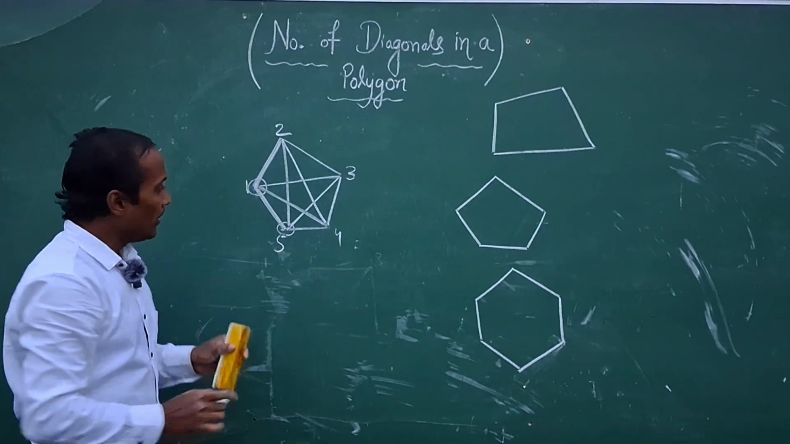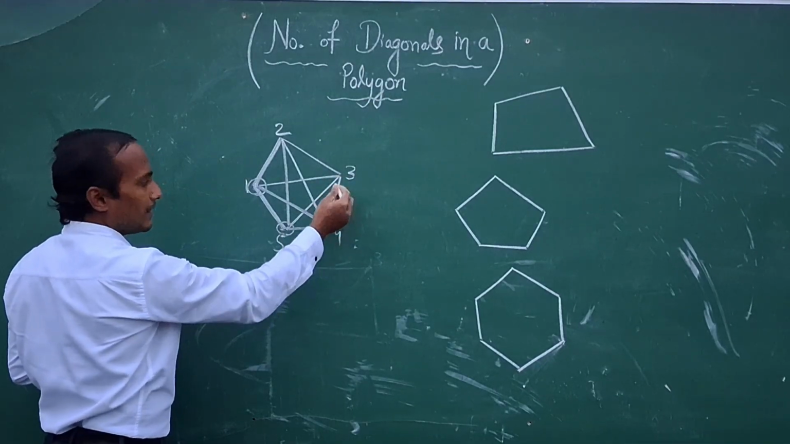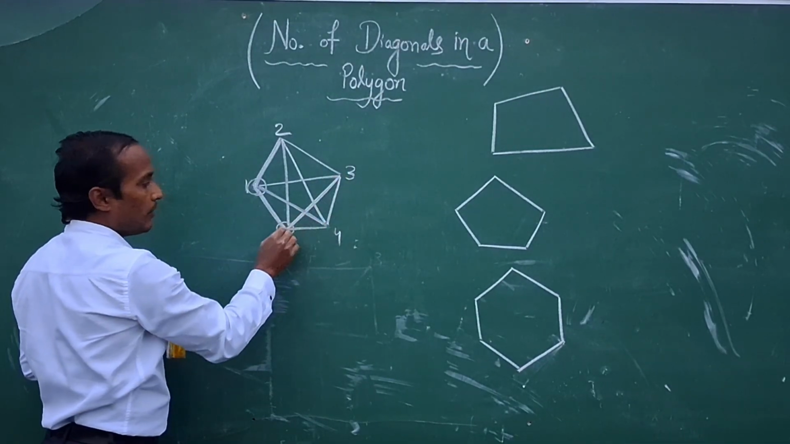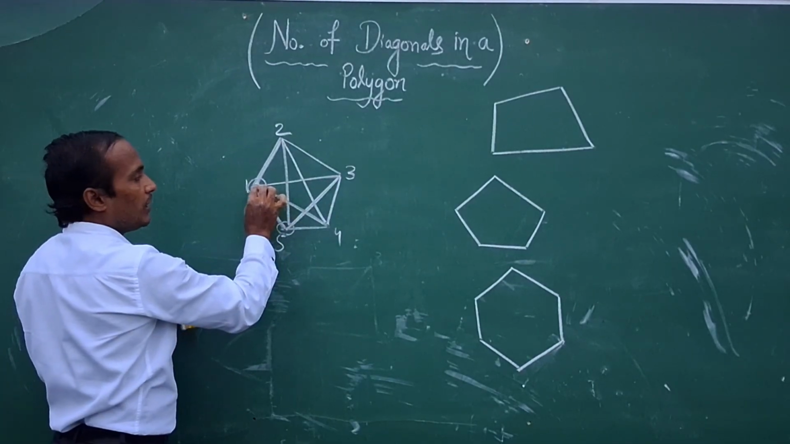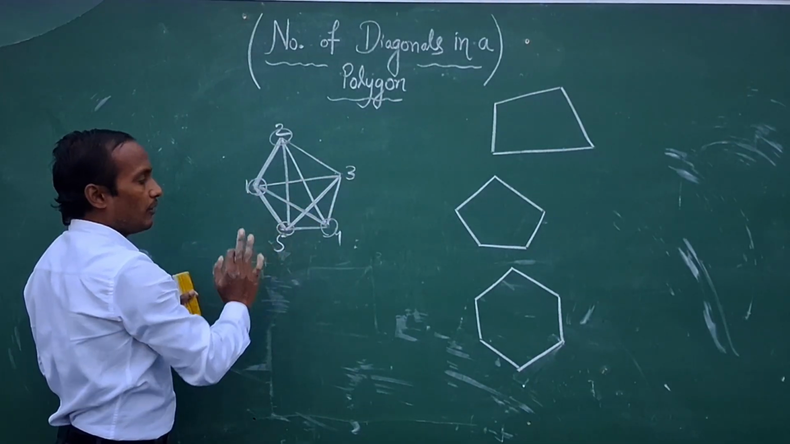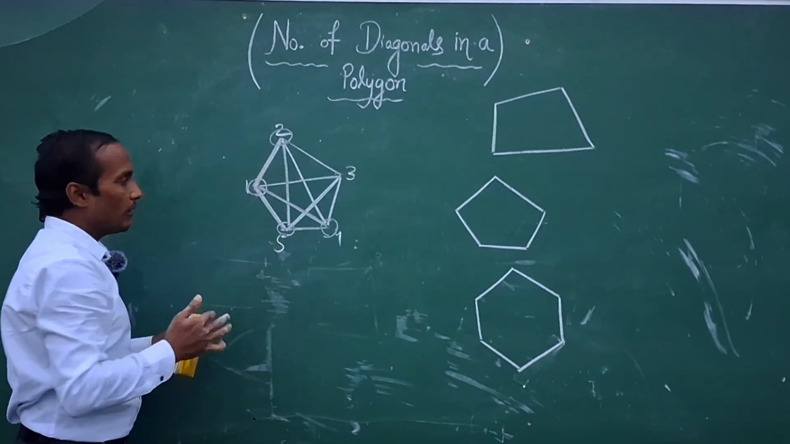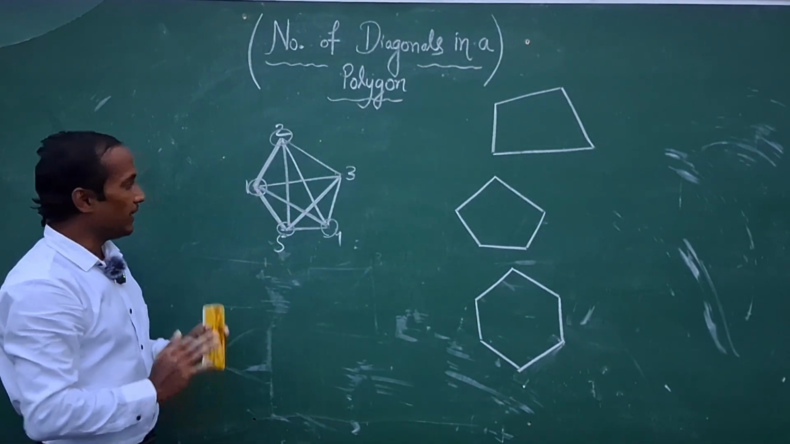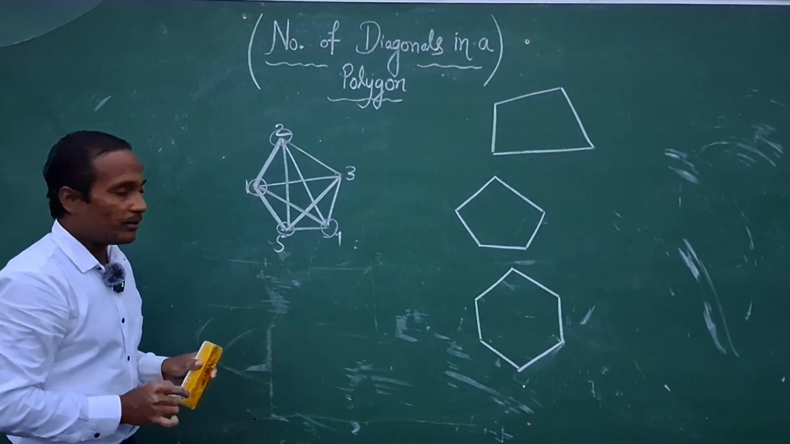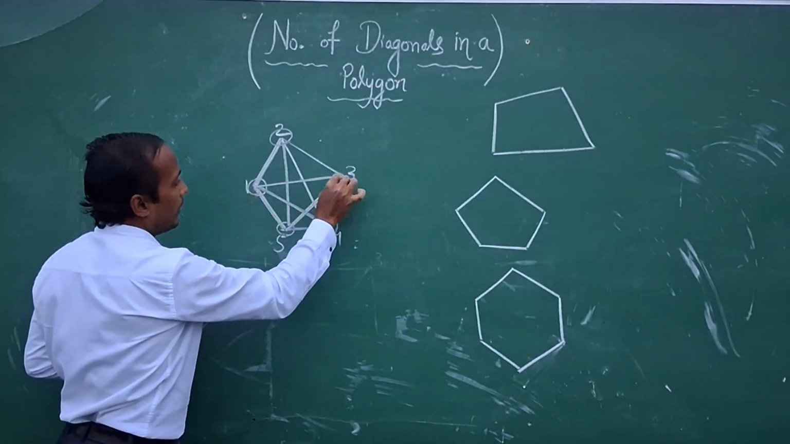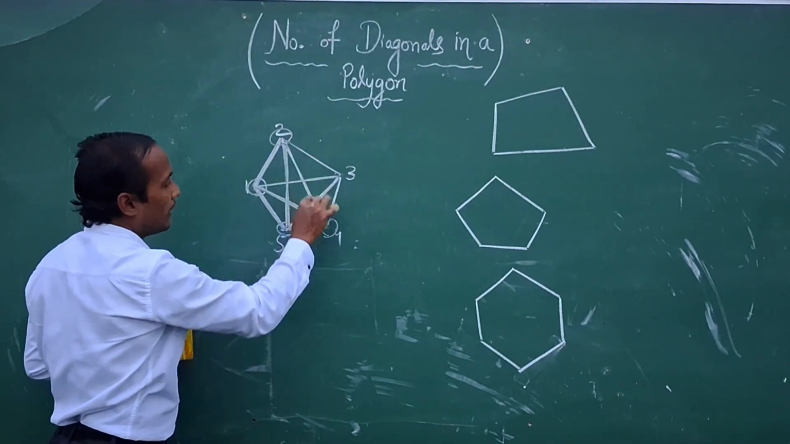Is that clear? Now from 3, do you find all the diagonals are drawn? Yes. From 3 to 5 already we have a line segment joining them. 3 to 1 already we have a line segment joining them. So from 3 we have two diagonals drawn already. Now you check from every vertex whether the diagonals are drawn completely or anything is left. Nothing is left. All diagonals we have drawn. Can we count? Yes. This is 1, this is 2, this is 3, this is 4 and this is 5.